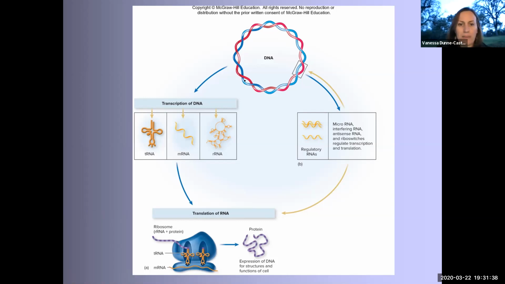So remember, we talked about how DNA has different regions on here that are encoding regions, right? And we, of course, are calling these genes, but for prokaryotic cells, they group their genes together into operons.